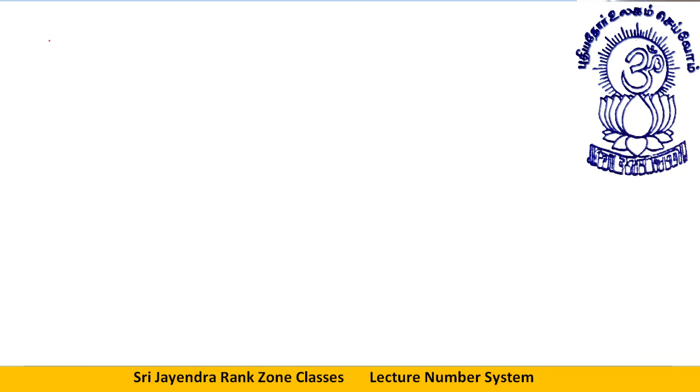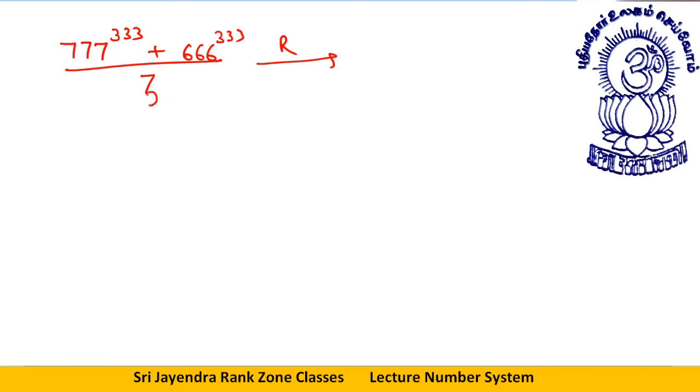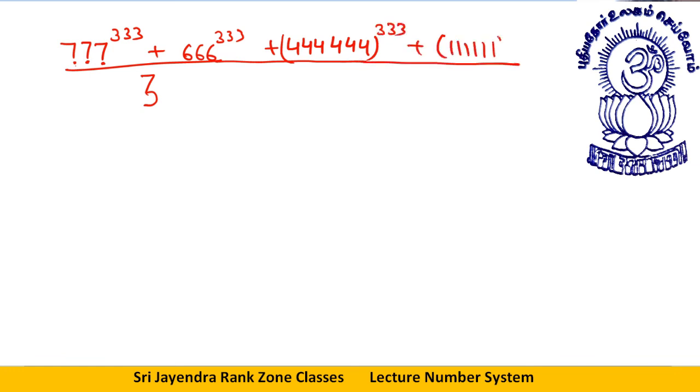I take a very good question now. 777 raised to power 333 plus 666 raised to power 333 divided by 3. What will be the remainder? Students, very obvious logic. The obvious logic is any number written thrice or written 6 times. Let's say I make it like this: plus 444 raised to power 333 plus 11 raised to power 333 divided by 3. What will be the remainder?